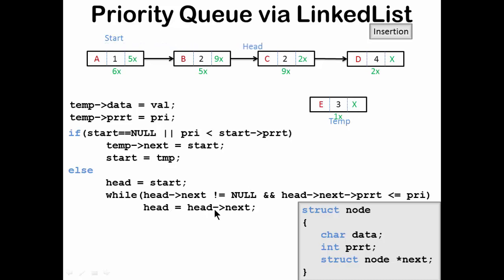So likewise, head will move towards this node finally, where this condition still holds true, that head next is not equal to null. Yes, the next is not equal to null because it is 2x, but head next priority, so head next is 2x, the priority is 4. Now this priority is not less than 3, right? Neither is it equal to 3. So this loop ends over here and head is not moving forward any further.